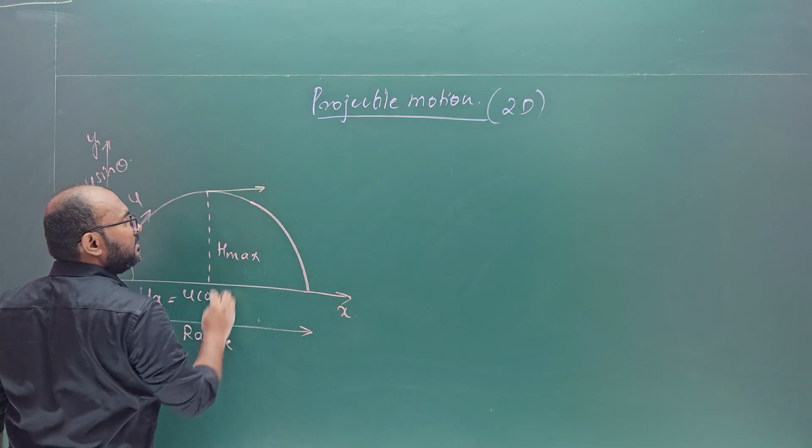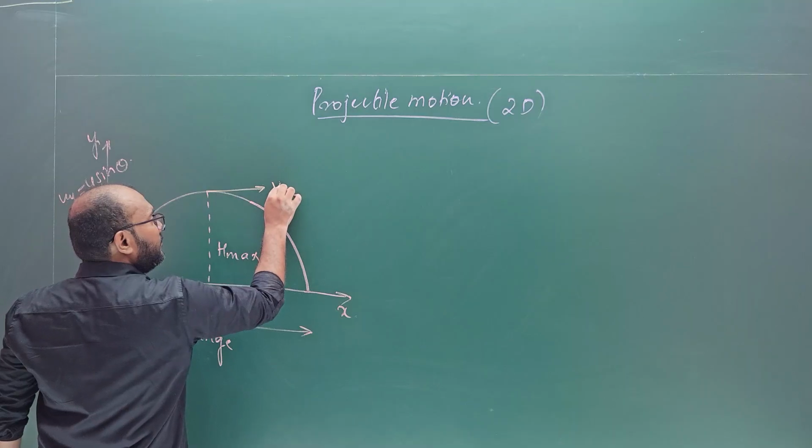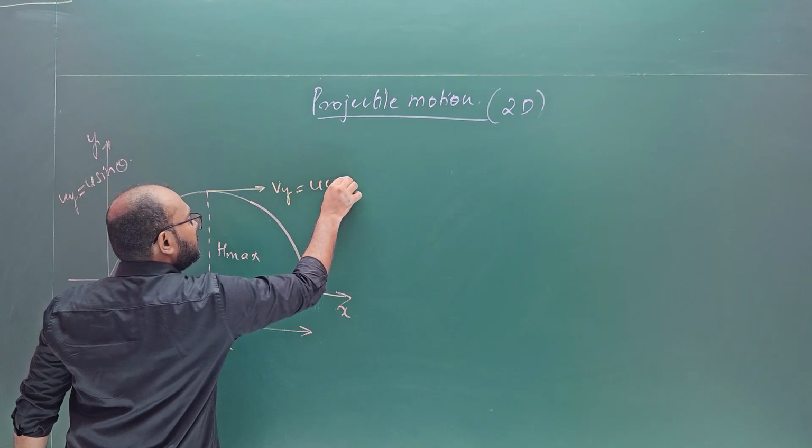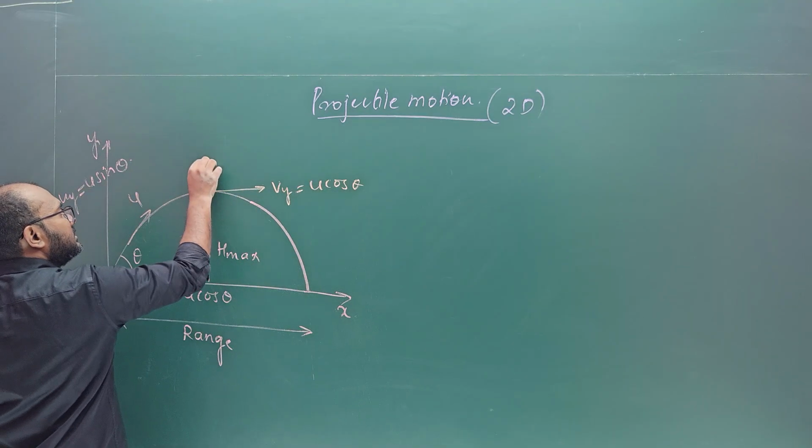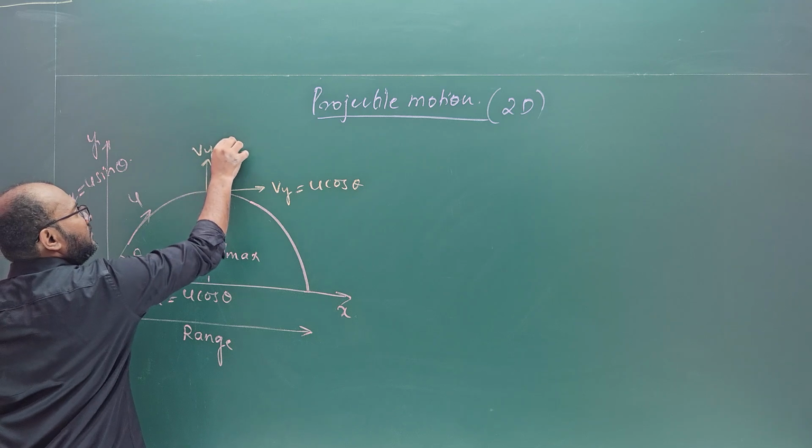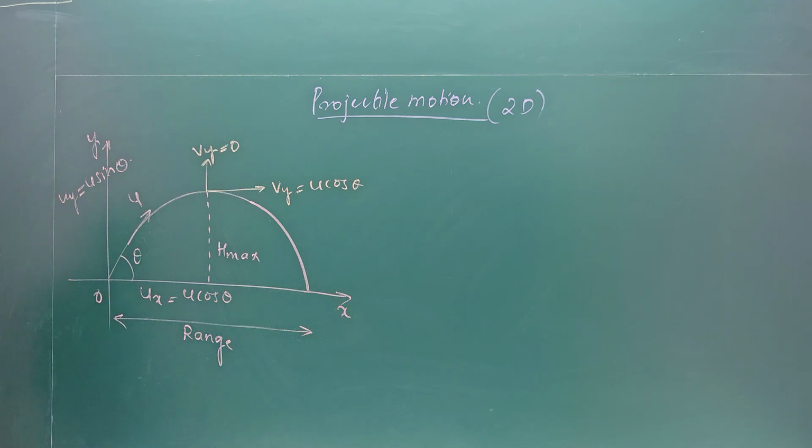Velocity at this point, in the x-axis, first tell me in the x-axis. So Vx at this point is also u cos theta. Along the y-axis, Vy is equal to what? 0. And at any point, we can calculate velocity by using Vy is equal to Uy minus gt. Okay.